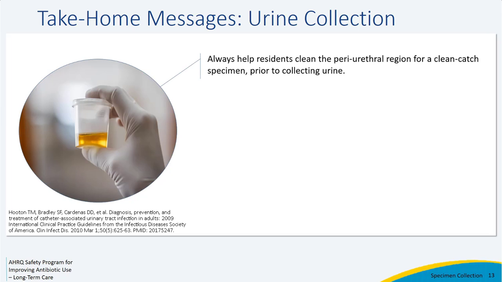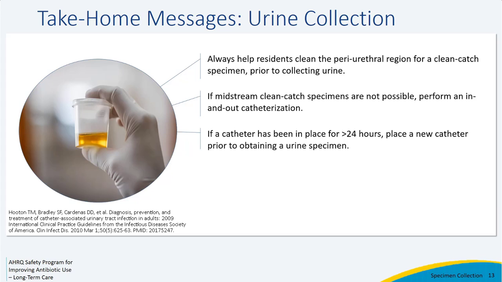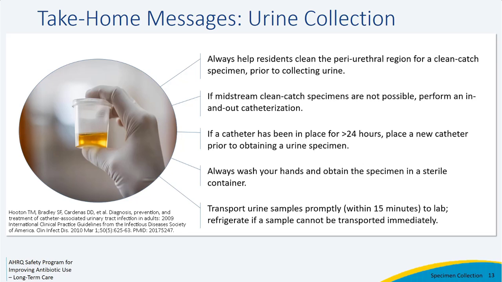Always help residents clean the periurethral region for a clean catch specimen prior to collecting urine. If midstream clean catch specimens are not possible, perform an in and out catheterization for female residents, or use a condom catheter for male residents. If a catheter has been in place for more than 24 hours, we recommend placing a new catheter before obtaining a urine specimen. Always wash your hands and obtain the specimen in a sterile container. Transport urine specimens promptly to the lab. Refrigerate if it cannot be transported immediately.